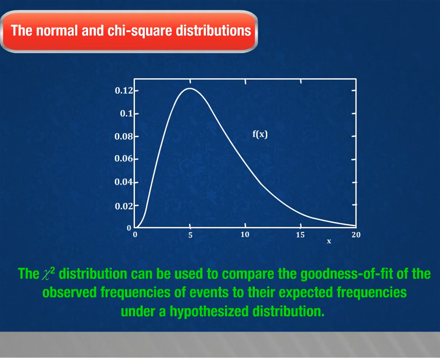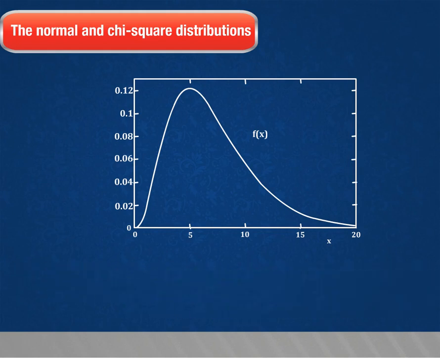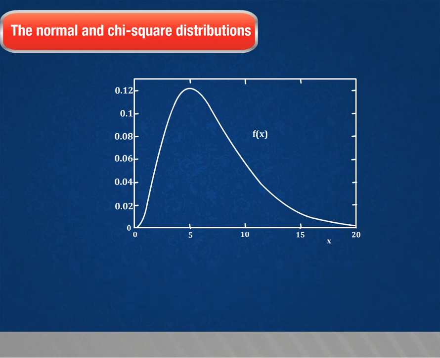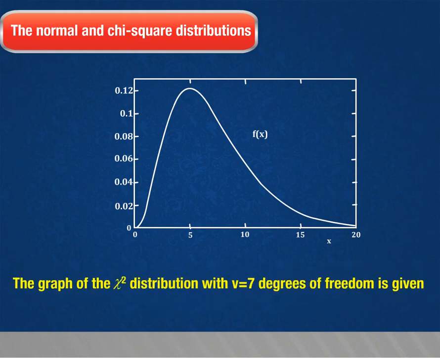The chi-square distribution can be used to compare the goodness of fit of the observed frequencies of events to their expected frequencies under a hypothesized distribution. The chi-square with nu degrees of freedom arises in practice when the squares of nu independent random variables having standard normal distributions are summed. The graph of the chi-square distribution with nu is equal to 7 degrees of freedom is given.